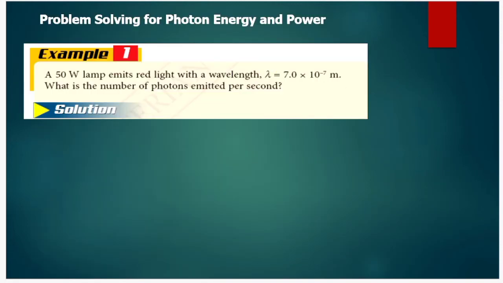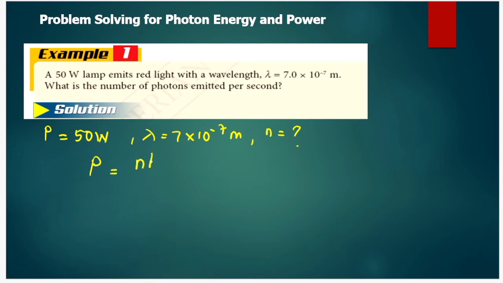Let's look at problem solving for photons, energy and power. Example 1. A 50-watt lamp emits red light with wavelength lambda equals 7 times 10 to the power of -7 meter. What is the number of photons emitted per second? This means we need to determine the value of small n. From the formula of power, P equals nhc divided by lambda, we get n equals P lambda divided by hc.